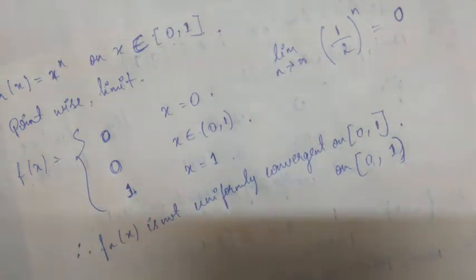Here, as I previously mentioned, the converse is not true. When f(x) is continuous, it is not always true that f_n(x) is uniformly convergent. But if f_n(x) is uniformly convergent, then f(x) is continuous. So this is all about the topic, and thanks for watching.